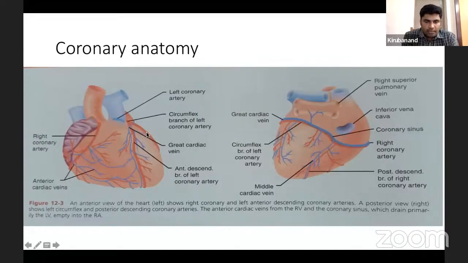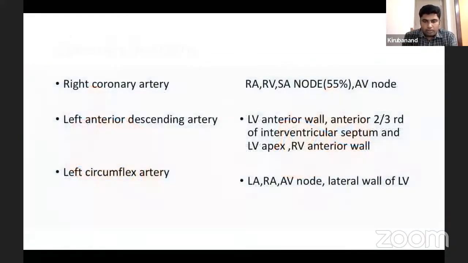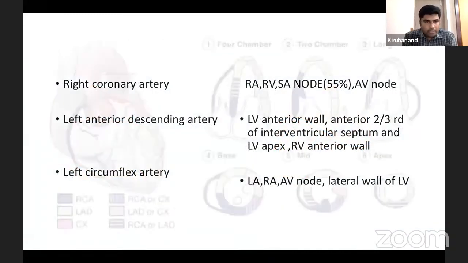So the important branches of the circumflex artery are the obtuse marginal. And as you said, the SA node receives 50% supply from the RCA and 50% from the circumflex artery. So in any patient with RCA occlusion, they may present with sinus bradycardia instead of acute chest pain also. So this is what you already said.